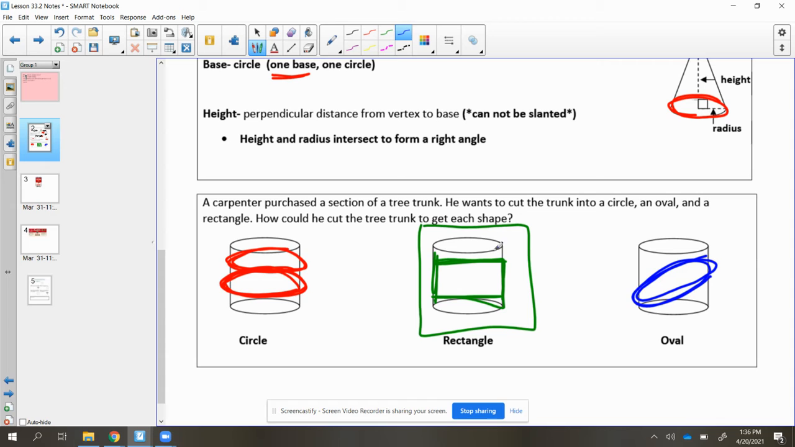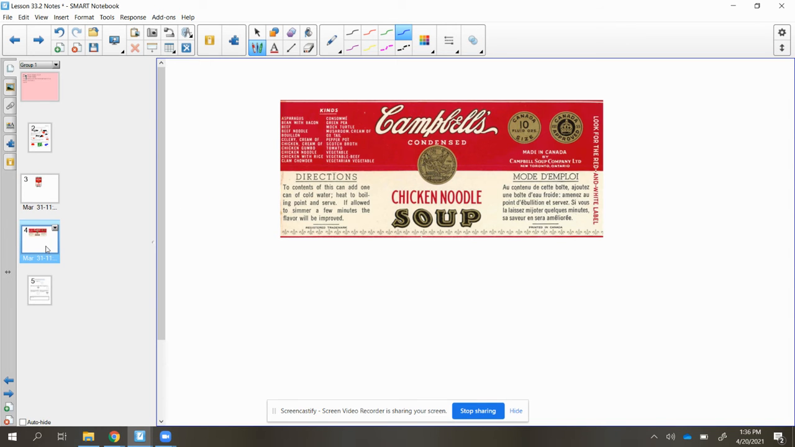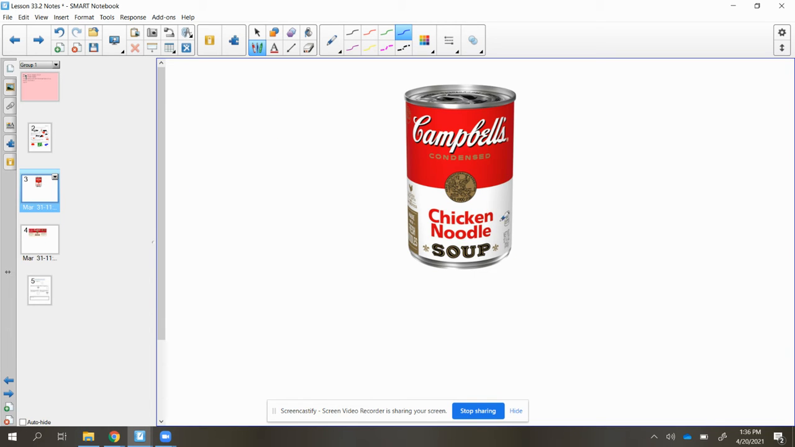Now, another way of thinking about the cylinders and that rectangular cross section, I always like to think about a can of soup. Imagine if you unrolled the soup label on that can of soup, it turns into a rectangle. So that helps me remember that that perpendicular cross section is a rectangle because we're opening up that can of soup.